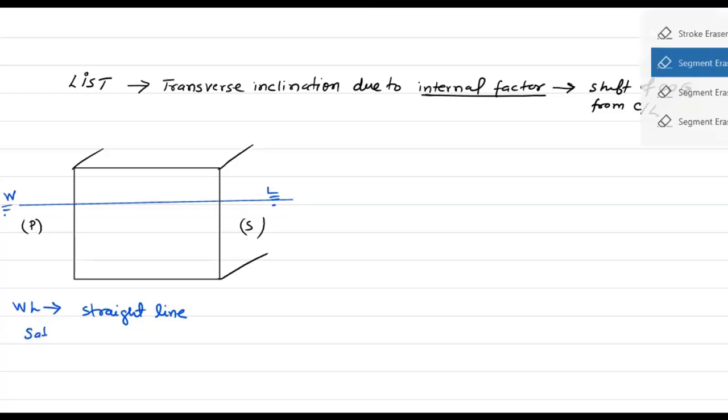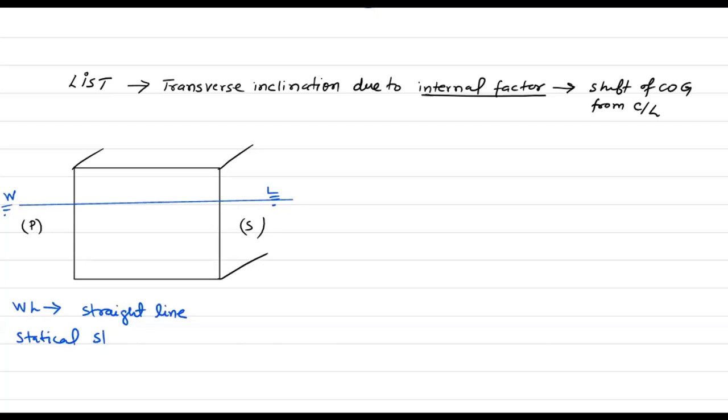Statical stability means still water. By the way, if you are in waves and all, your water line will be like this. Computation will be very difficult. That is dynamic stability. We are not talking about that. We are talking about that you are in still water. Water line is the straight line.